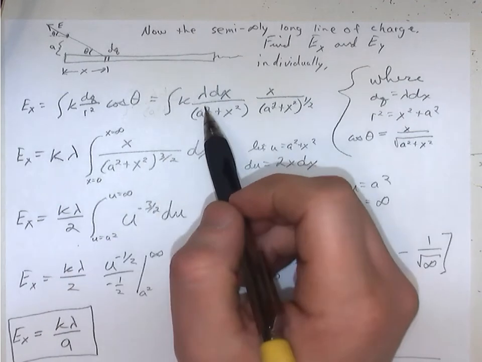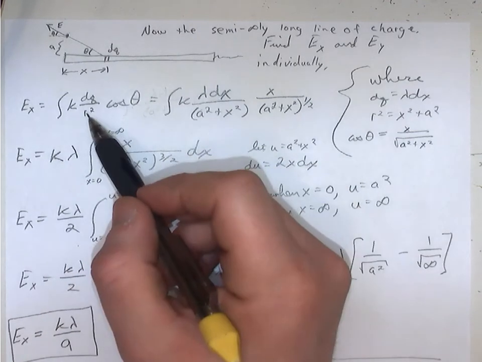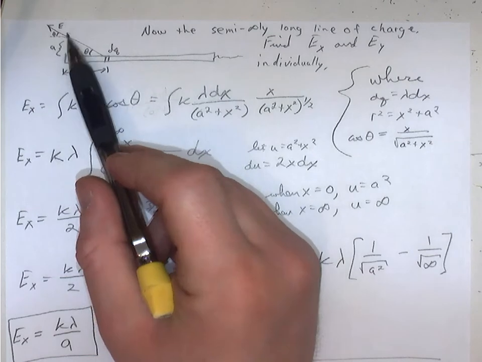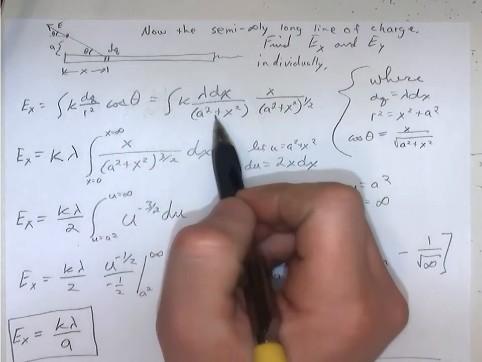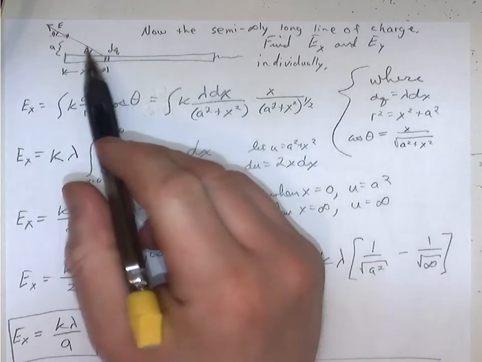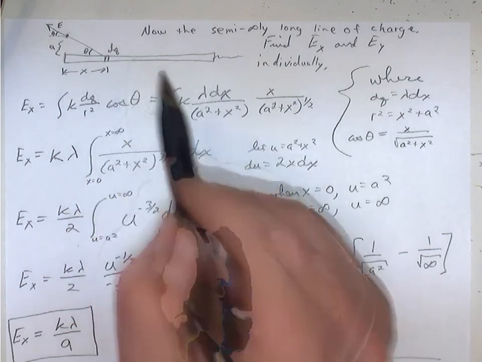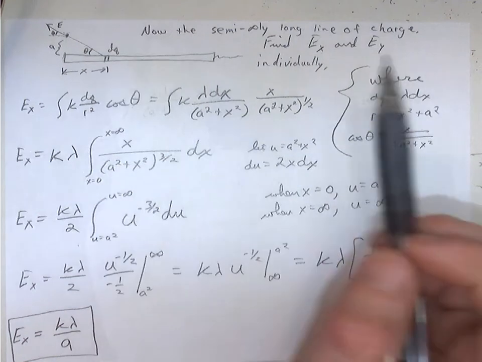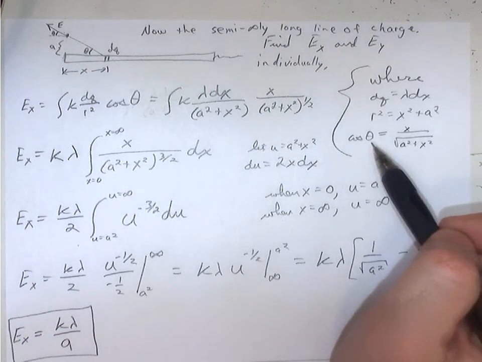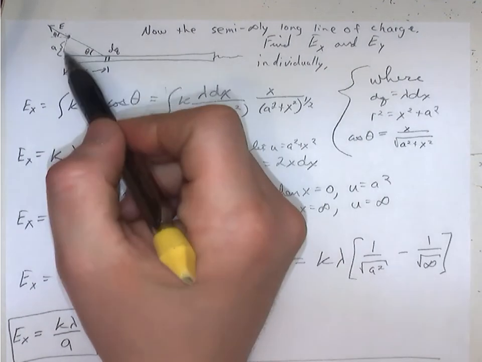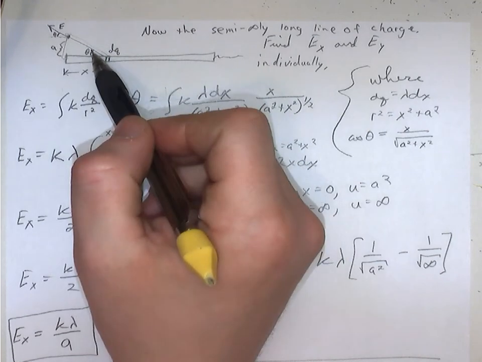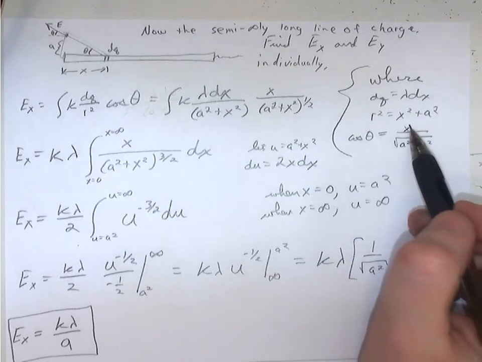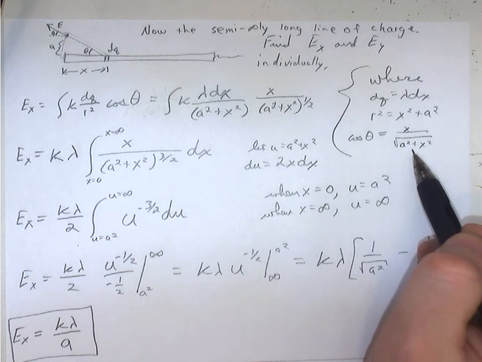We can now substitute in that r squared in this equation. R is the distance from the point of observation to the charge. Well, that's just equal to a squared plus x squared. That comes from the Pythagorean theorem. A is the distance this direction. X is the distance this direction. And cosine of theta, drawing this triangle here, cosine of theta is adjacent over hypotenuse, or x over the square root of a squared plus x squared.